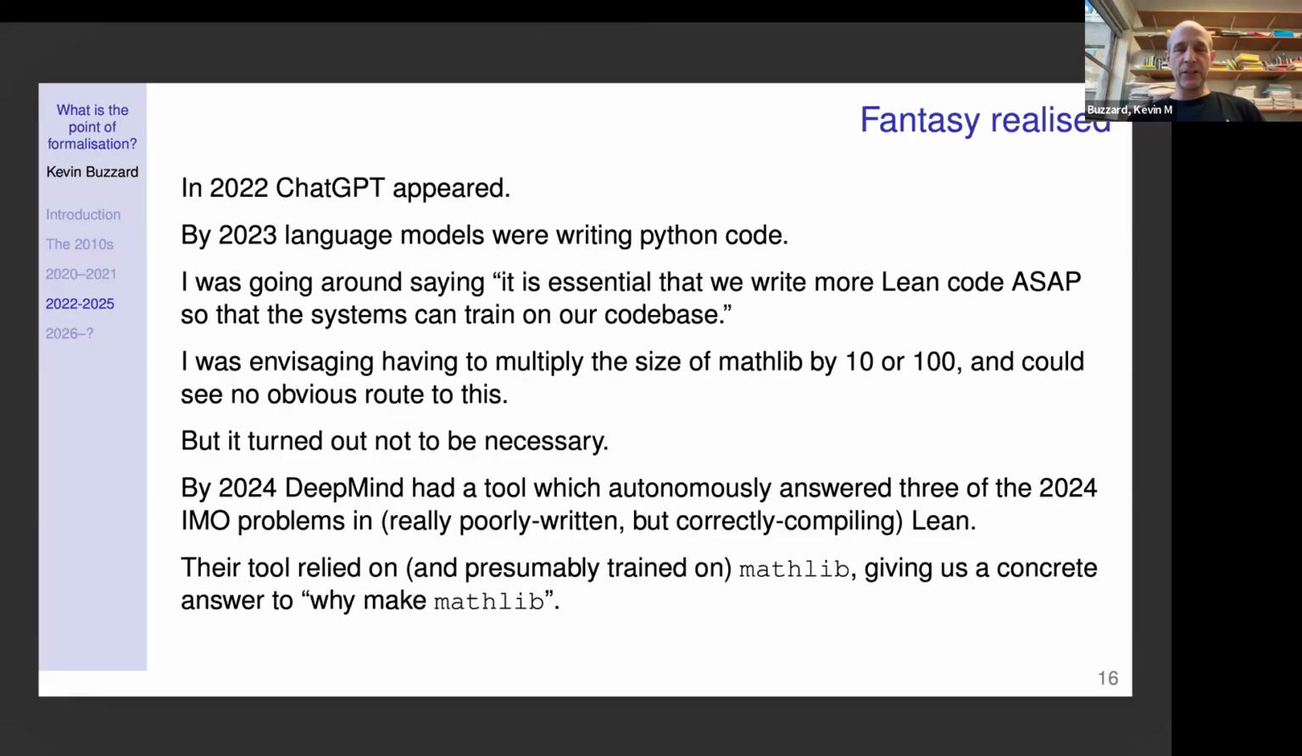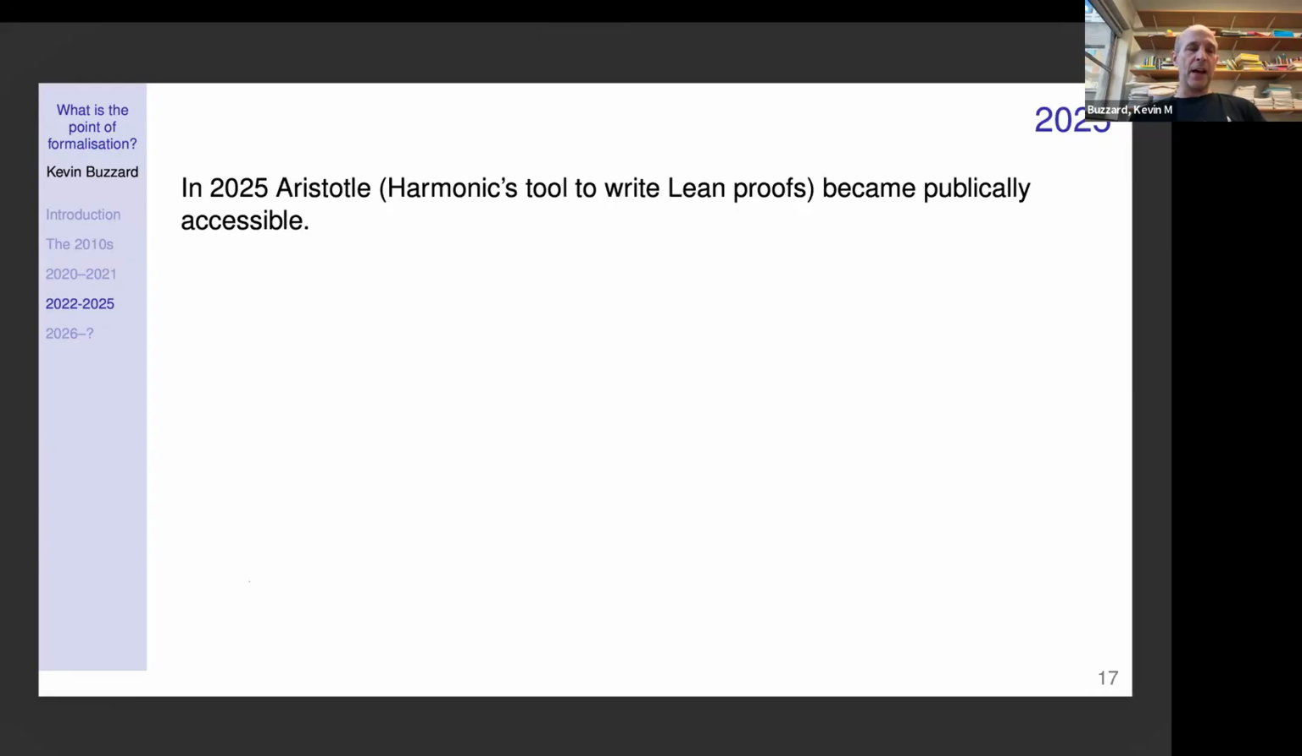But DeepMind's tool presumably trained on Mathlib, and it was certainly relying on Mathlib. It was importing theorems from Mathlib to answer these IMO problems. And so now all of a sudden, there's a very good answer to why make Mathlib. It's because AI tools can now do very, very hard undergraduate level problems, and without Mathlib, that wouldn't have been the case. So in 2025, now we're up to basically the present day, and that's where I'm going to go for the rest of the talk.